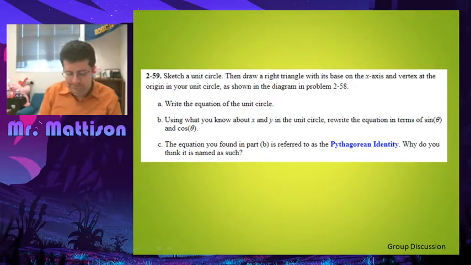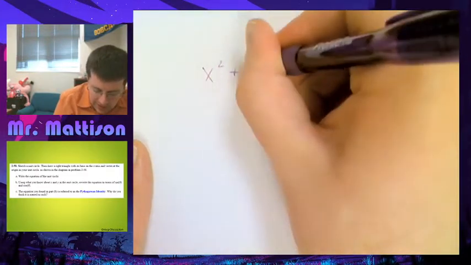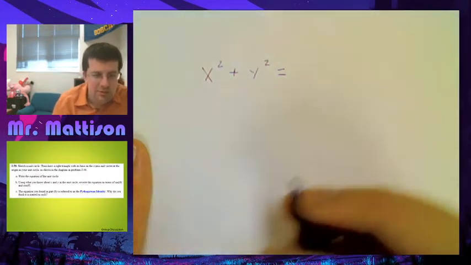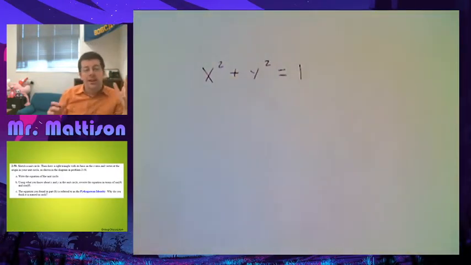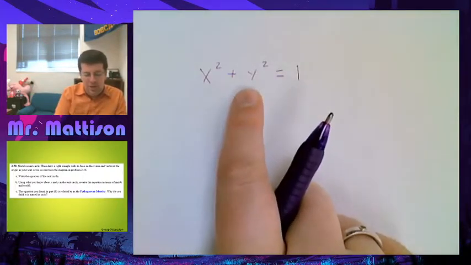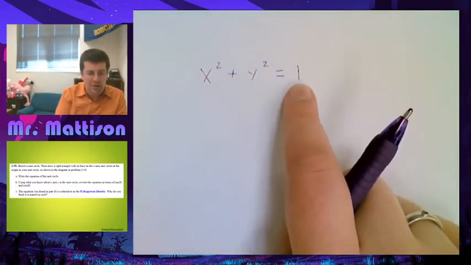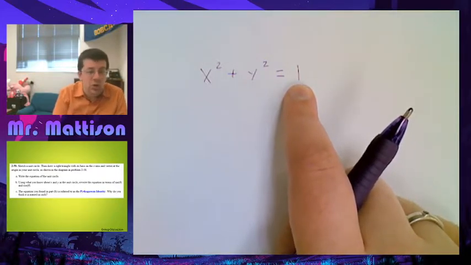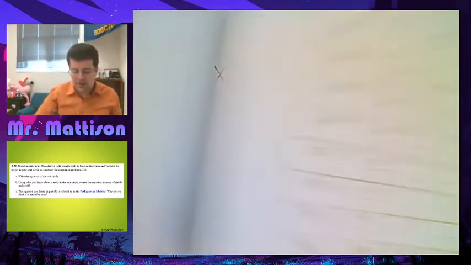Let's go through it. We're going to start off with writing out the equation of the unit circle. My equation for a circle is x squared plus y squared equals the radius squared, which in this case is 1 squared, or 1. We could have h's and k's where it gets shifted, but this is the base form. X squared plus y squared means we're centered at the origin like our unit circle is, and we have a radius of 1 because it's 1 squared, or again 1.